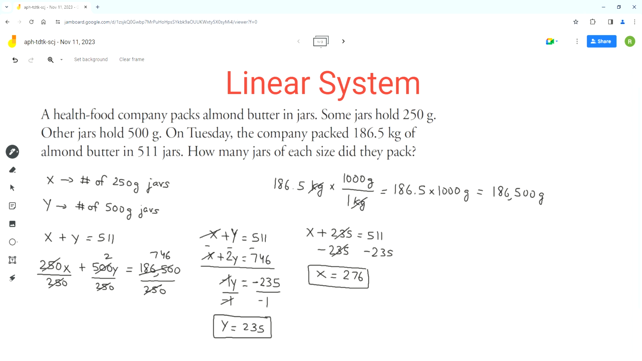So these are the steps you have to keep in mind to solve a problem like this one. It's very important to first understand the situation described in the problem, and then we define the variables, and then we use the variables to write the equations. And in this problem, we had to convert the unit of kilogram to grams, so that we use the same unit throughout the equation for the weight of almond butter.